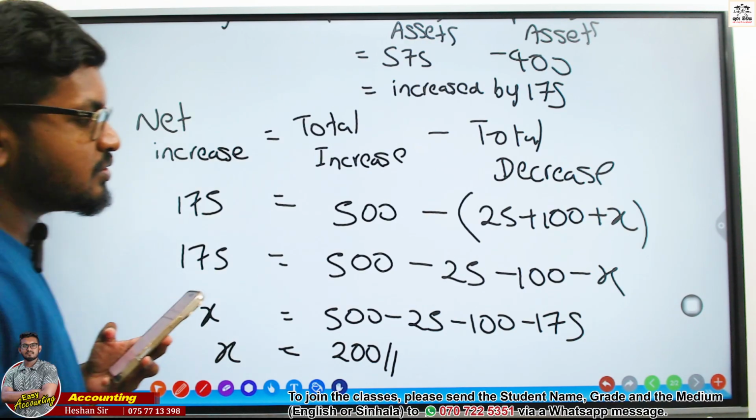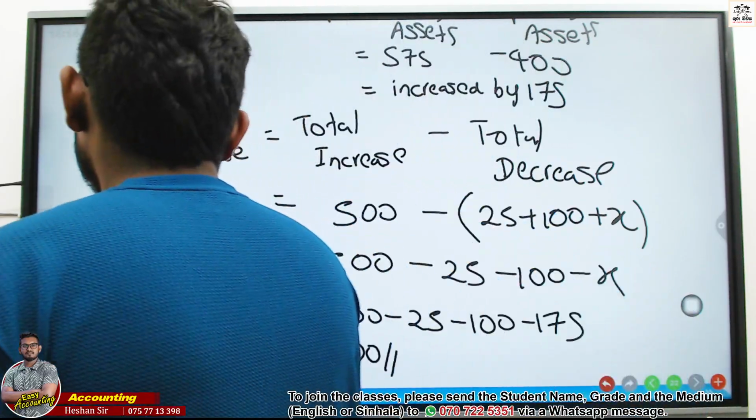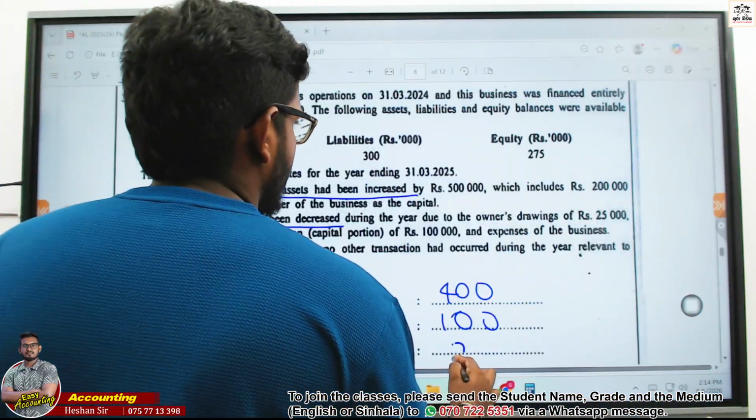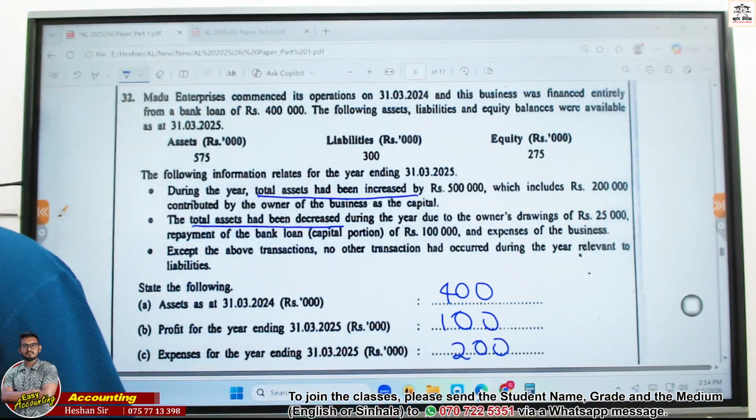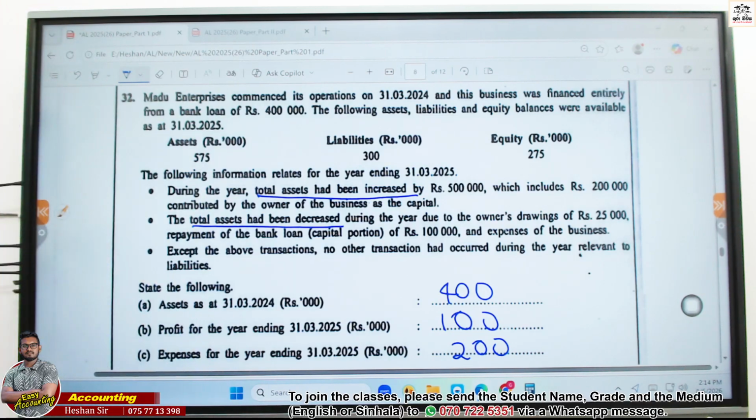ඒක එච්චර දඟලන්න දෙයක්වත් නැහැ. පොඩි ක්‍රමයකුත් තියෙනවා. Profit එක අපිට දීලා තියෙනවා. Profit එක හොයාගත්තා නේද? Profit is 100. Right? You can see the profit is 100. Income එක දීලා තියෙනවා, right? So profit is 100. Income එක බලන්න, revenue එක අපිට හොයාගන්න පුළුවන්.